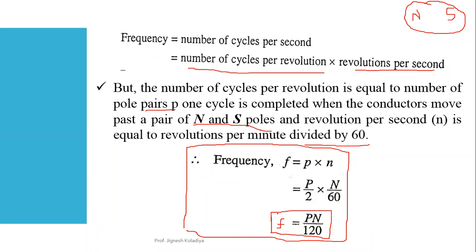So if you are increasing the speed of any rotating machine, then the corresponding frequency of the supply, the frequency of input, is also going to be increased, right? So this is our third relation between frequency, pole, and speed.